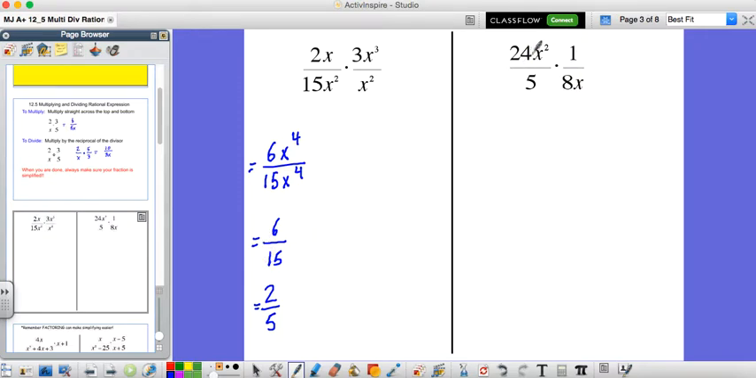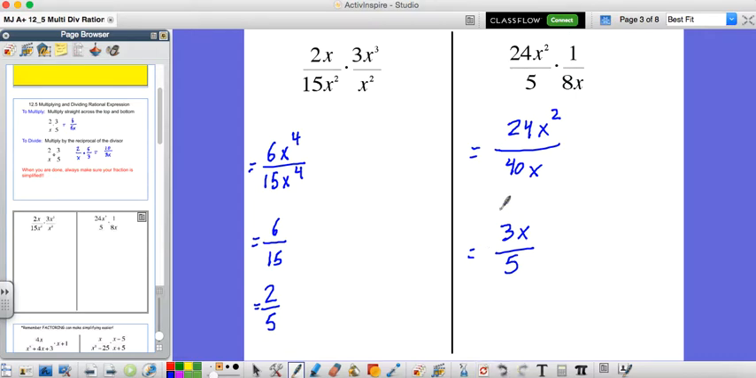Let's look at this one here. We have 24x squared over 5 times 1 over 8x. Let's do the exact same thing. Multiply straight across. 24x squared divided by 5 times 8 is 40x. Now we can get rid of 1x on top. We have 24 and 40. 4 would go into both of those. 8 would also go into both of those. So however you want to see that, go right ahead. Might just go the 8 route. So we're left with 3x over 5.